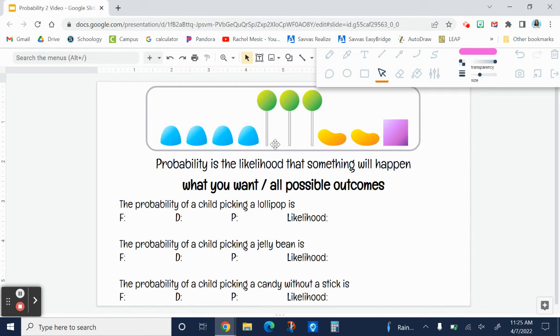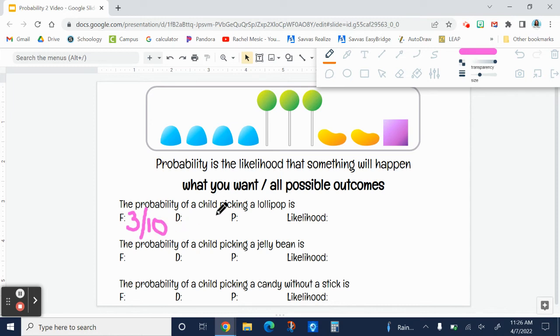So let's say we have these candies here. The probability of a child picking a lollipop is, well, there are 3 lollipops. So that is what we want. Okay, so I'm going to write the number 3, and then we're going to turn it into a fraction. The next number is all the possible outcomes. That means how many total options are there? 1, 2, 3, 4, 5, 6, 7, 8, 9, 10. There are 10 candy options. 3 out of 10 are what we want.